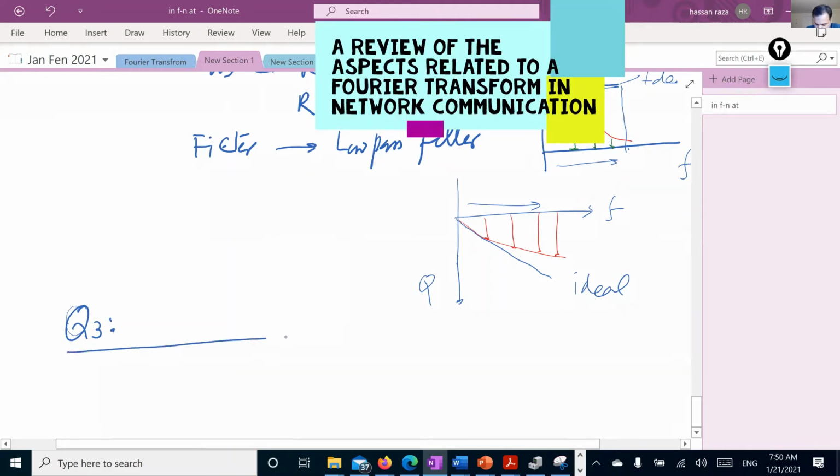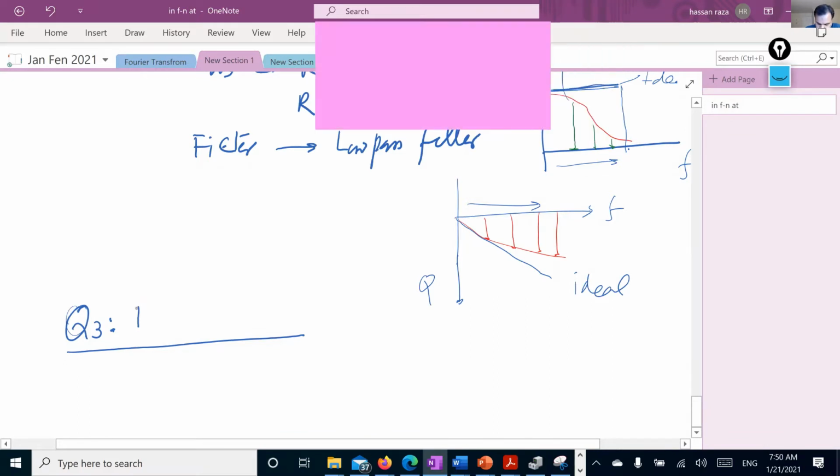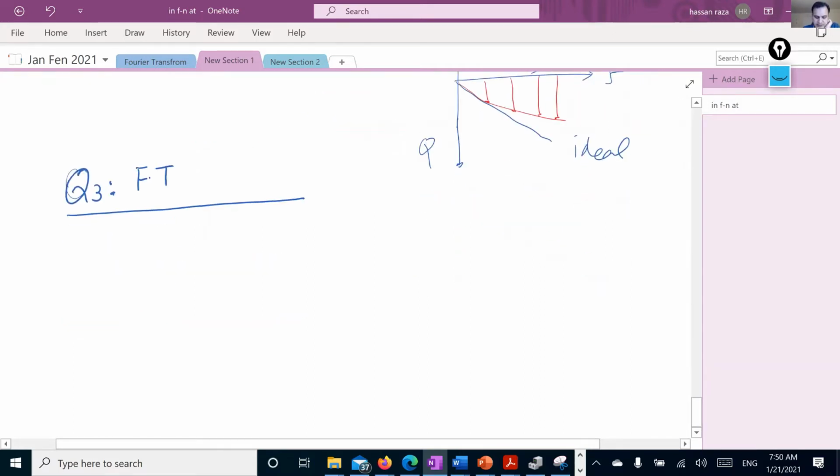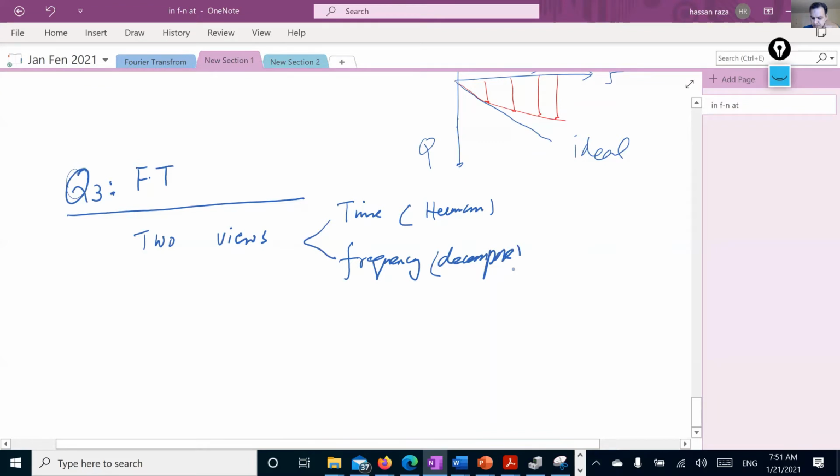So coordinate 3 was Fourier transform. In Fourier transform, first we established that we have two views: time view and frequency view. That's what we can easily see as humans, and that's why we have to decompose. Then we said there are two views, time and frequency, and that we can go back and forth in these views with respect to Fourier transform and Fourier transform inverse.